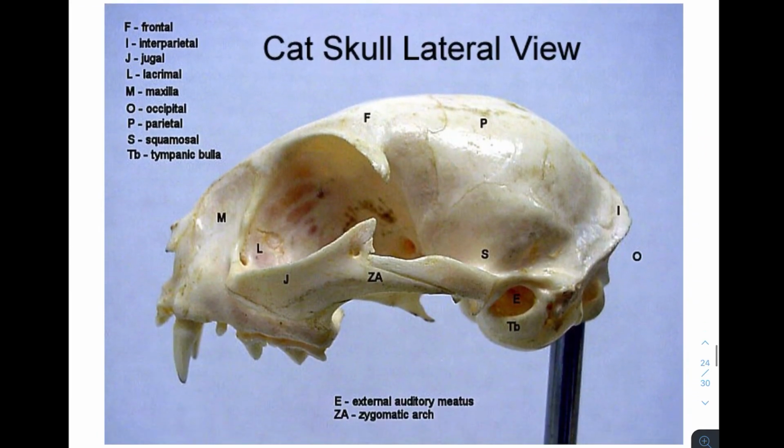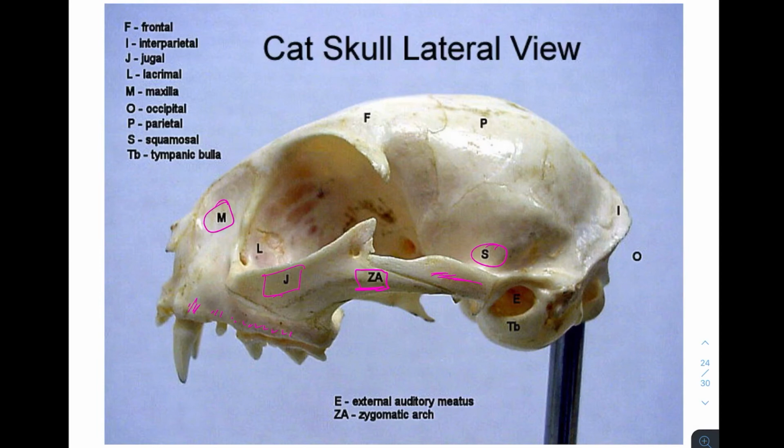Here what we have is a very good picture of a cat skull in the lateral view, and it really shows us and labels for us a very good maxilla with most of the teeth that are coming out of that maxilla. It shows you that jugal bone with the zygomatic arch being formed by the jugal and that sharp part of that squamosal bone.